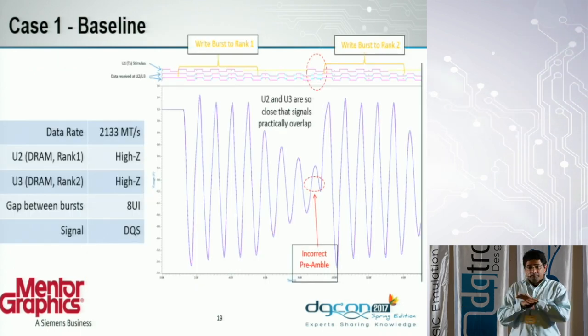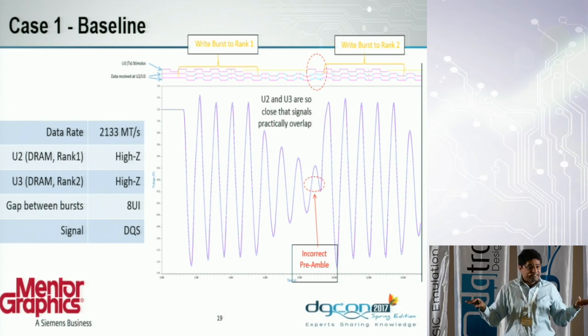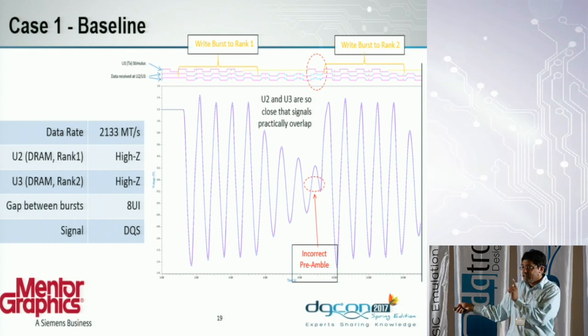So the baseline case is the controller drives four zeros and four ones, so four cycles, so 8 bits total: 0, 1, 0, 1, 0, 1, 0, 1. And then it stops driving. It goes tri-state. And then after 8 more cycles, it's going to start driving again.